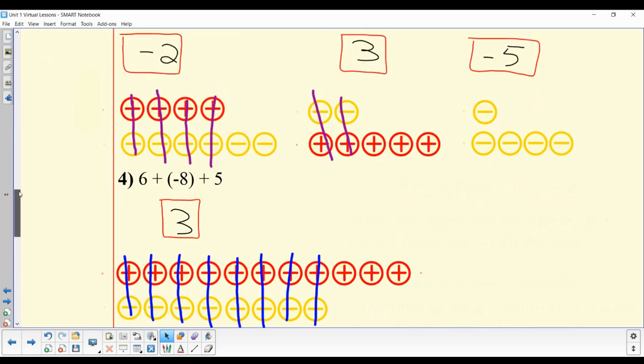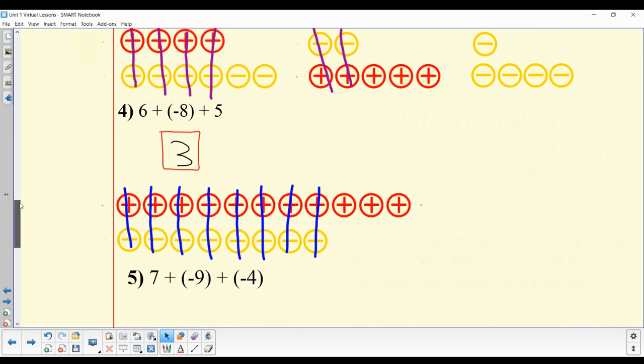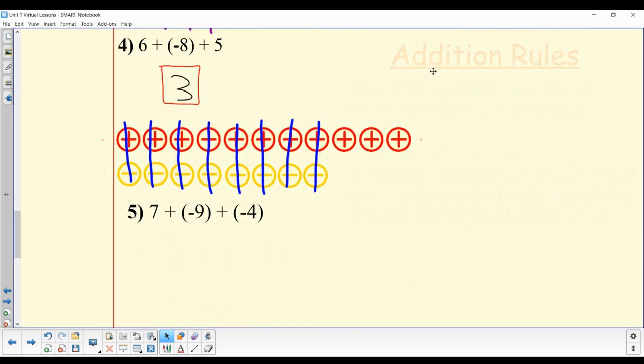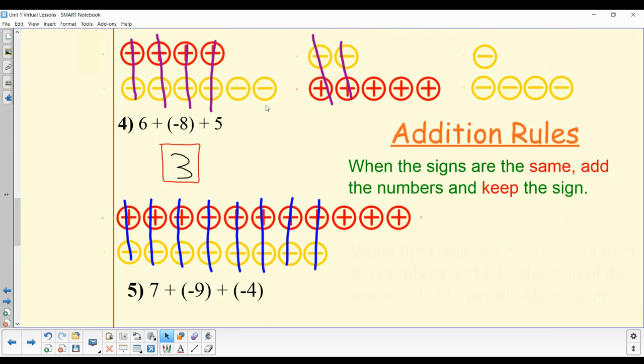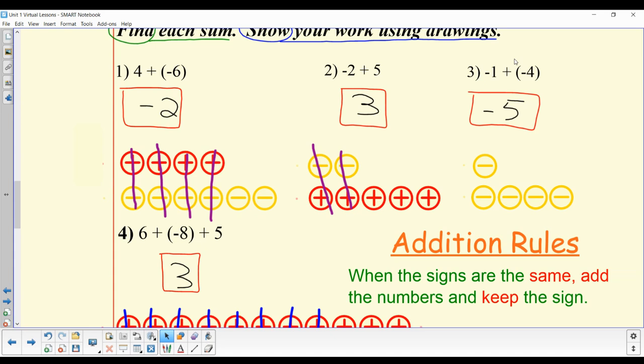So there are rules that go along with doing these problems. The rules are: when the signs are the same, add the numbers, keep the sign. So for example, in problem number 3, the signs were the same, they are both negative. You add the numbers 1 and 4 and get 5, and you keep the sign. They are both negative, so it's negative.